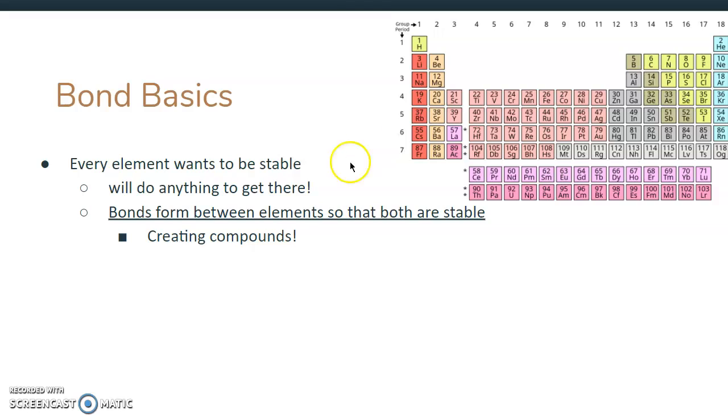So, for example, if an element is unstable naturally, it's very reactive. That means that it will react with something to form a bond. So everything wants to be stable. And this is how we create compounds.